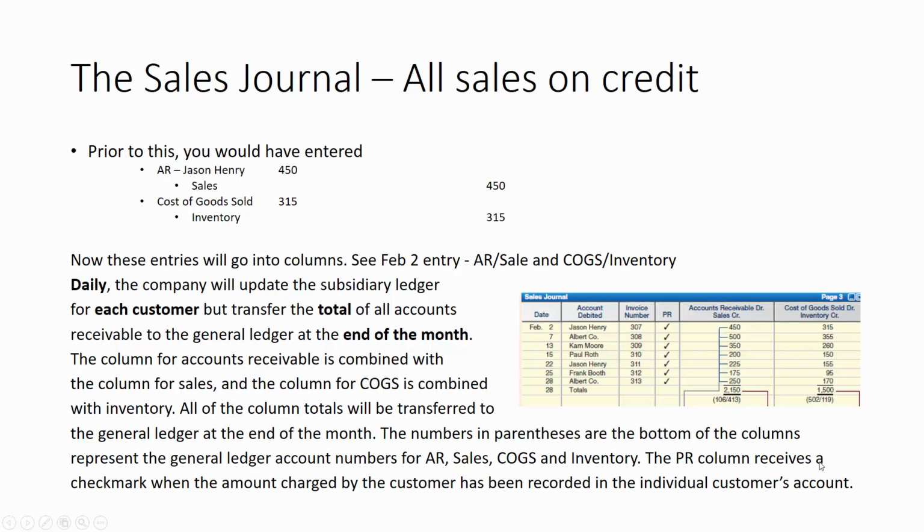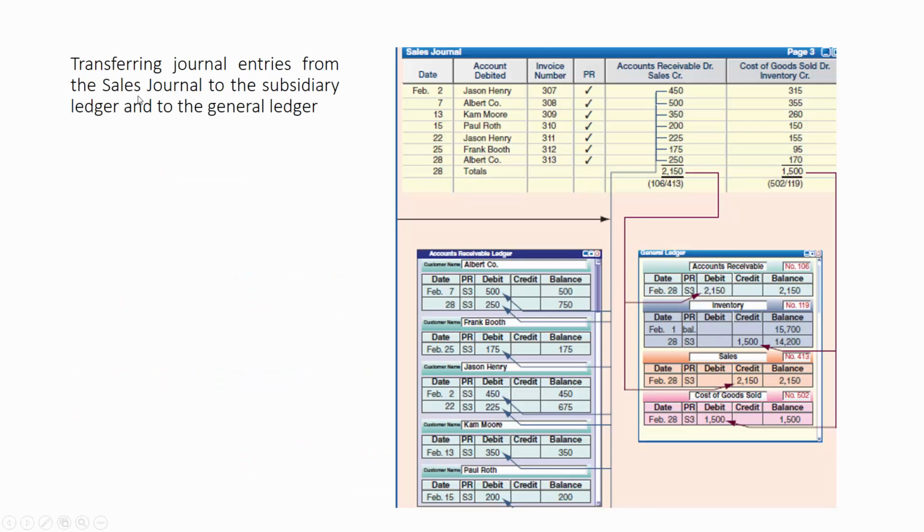The PR column or the posting column receives a check mark when the amount charged by the customer has been recorded in the individual customer's account. You won't see this in Connect, but you will see it in the Per Disco project. Transferring the journal entries from the sales journal to the subsidiary ledger and the general ledger.